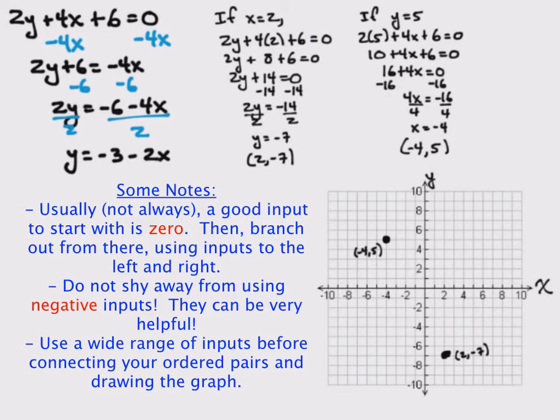Now, there's no guarantee of how many input-output pairs you need to find before you know what the graph looks like, but of course, the more ordered pairs you find, the more likely you are to have an accurate vision of what this graph is going to look like. So why don't you pause the video and try finding some input-output pairs for positive inputs, some input-output pairs for negative inputs, and I'm going to do the same, and then let's reconvene and see what we got.